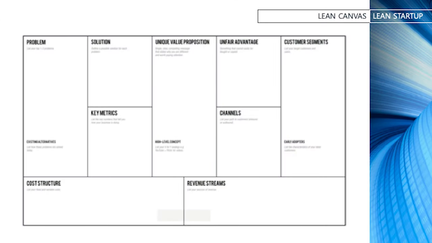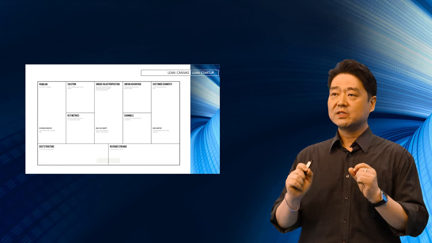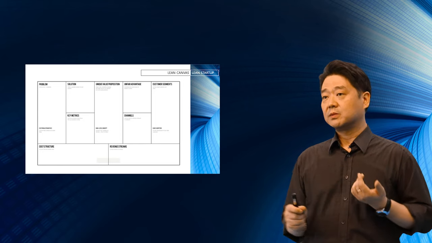So here's a Lean Canvas. As you can see, there are problem section, customer segments, solution, key metrics, unfair advantages. We are going to talk about exactly how to fill out this canvas in later lectures.